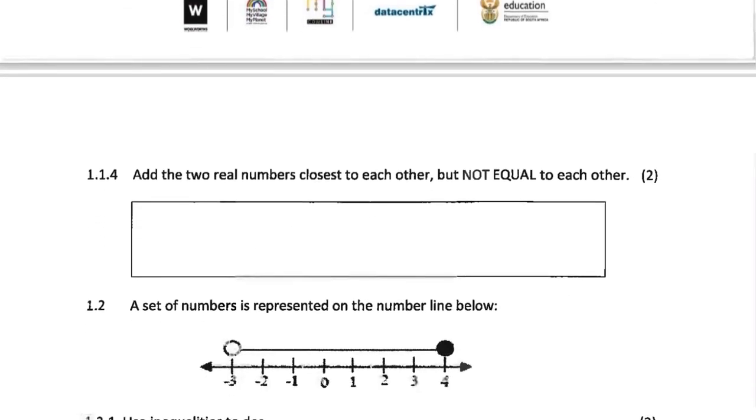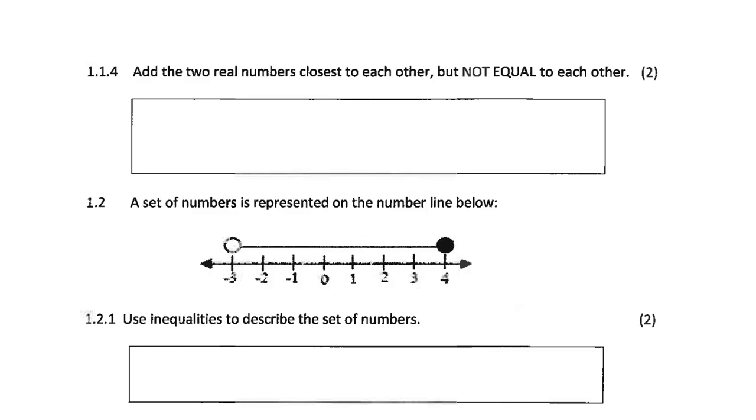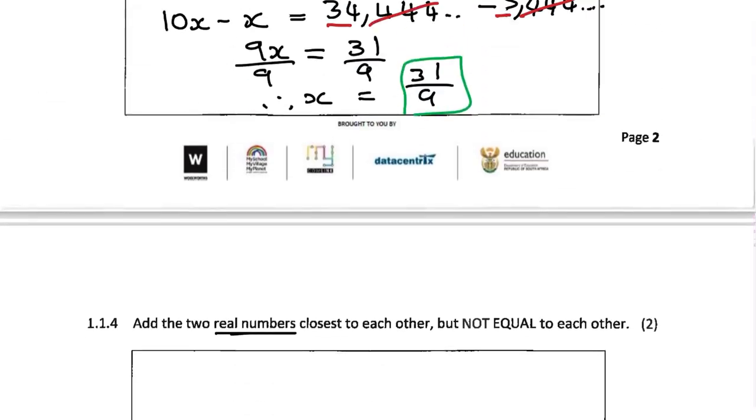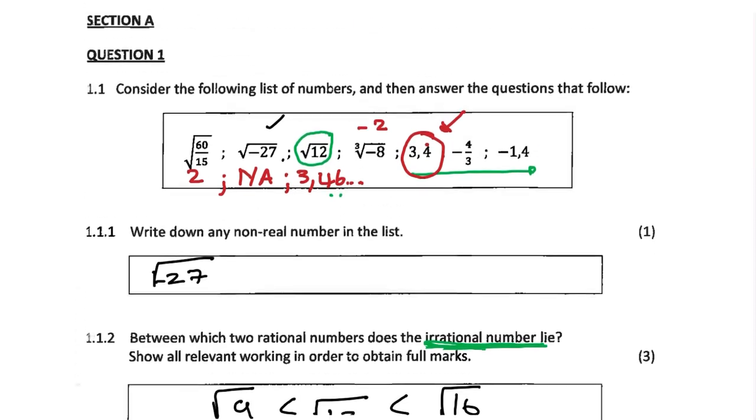So now let us move to the next question, which is 1.1.4. And the question says, add the two real numbers closest to each other, but not equal to each other. So now they want two real numbers that are closest to each other, but not equal to each other. So now let's look at our numbers here.